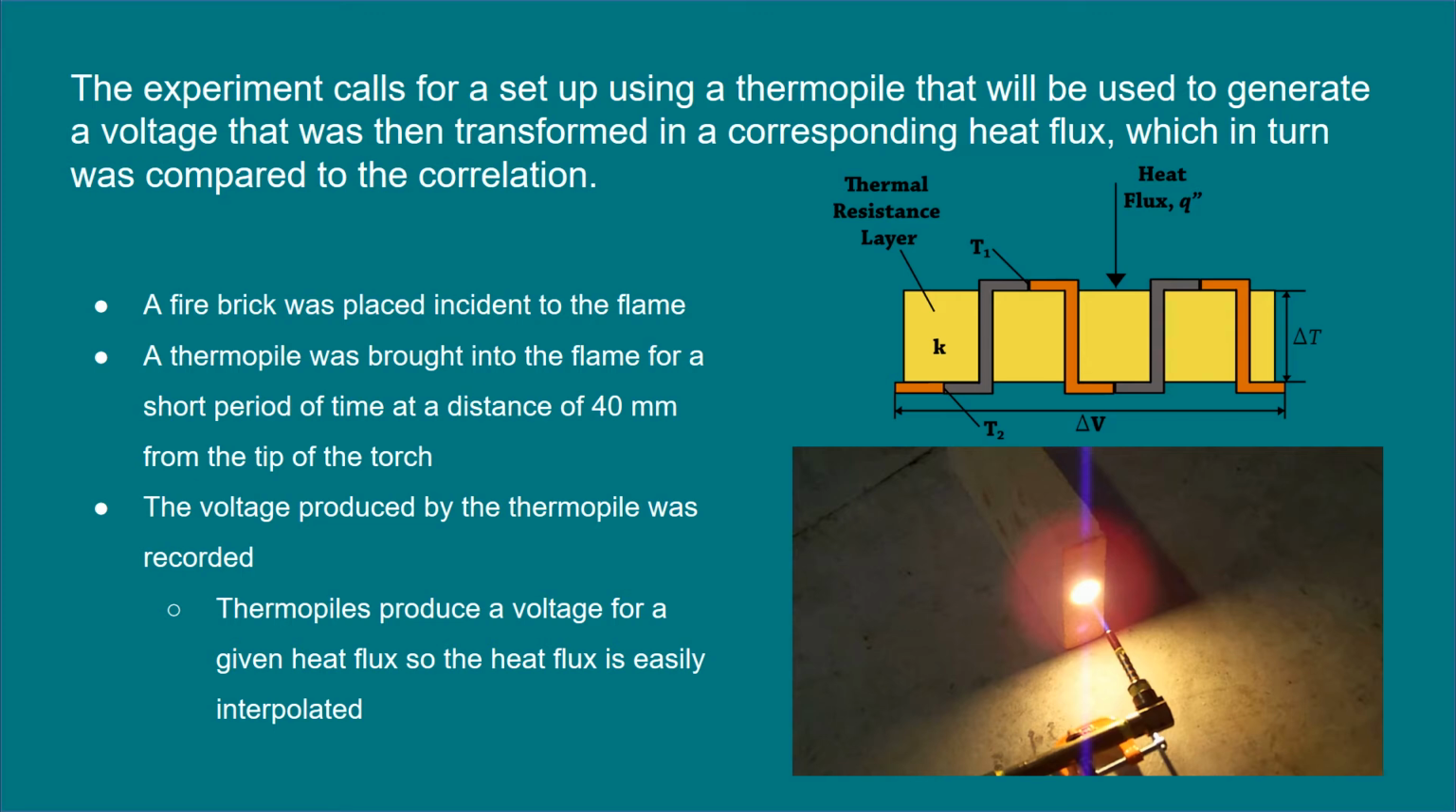In order to verify the heat flux, we used a thermopile. Thermopiles work much like thermocouples. They use dissimilar metals to produce a voltage. So we ignited our acetylene torch, placed a fire brick in front of it, brought a thermopile into the flame for a short period of time at around 40 millimeters. We recorded the voltage from the thermopile, and from this data we could easily calculate the heat flux.